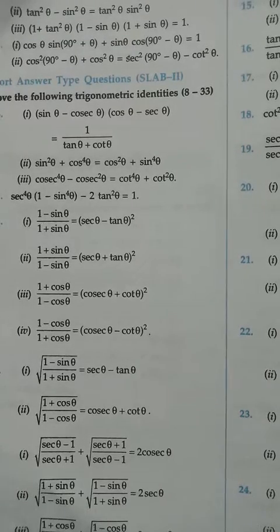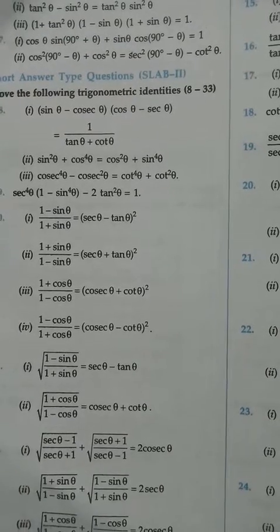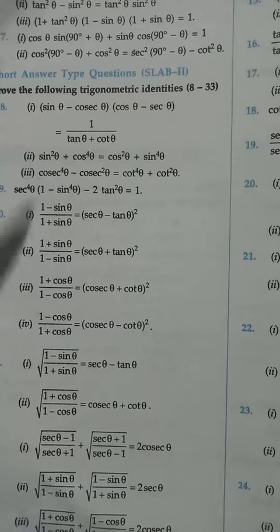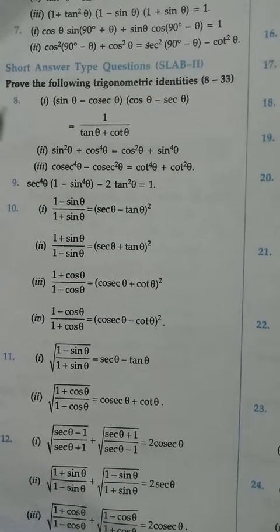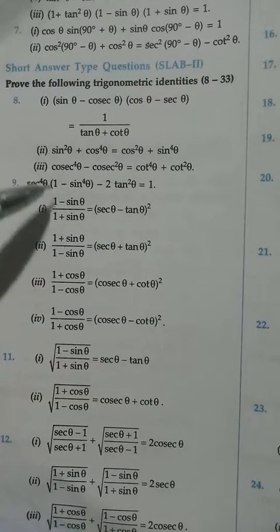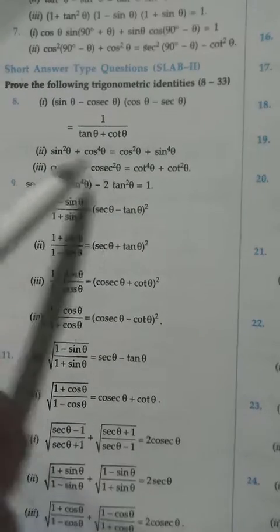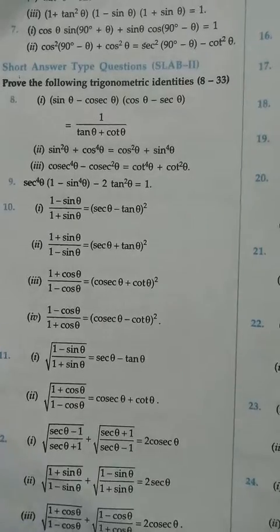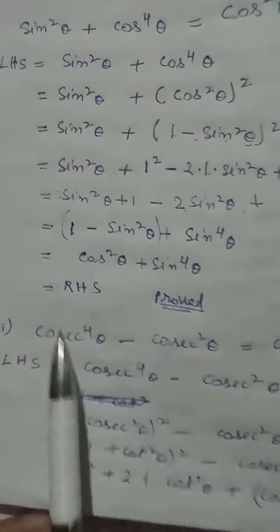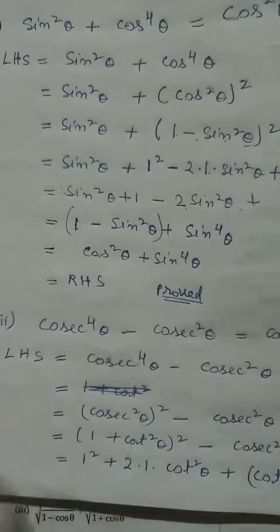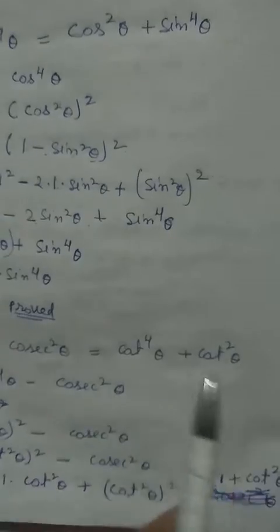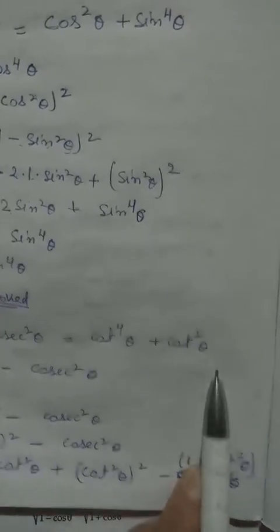Let us continue with exercise 8D trigonometry. Exercise 8D, question number 8.3. We have to prove that the left hand side is equal to the right hand side. We are given here cosec 4 theta minus cosec square theta. In the right hand side, we want cot 4 theta plus cot square theta.